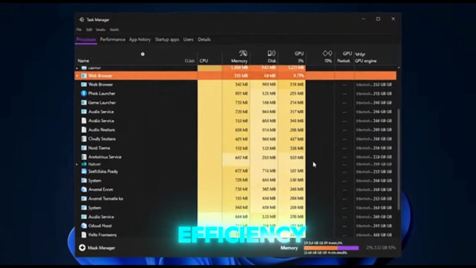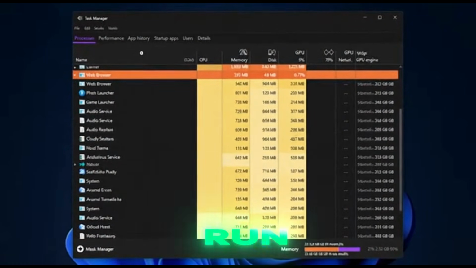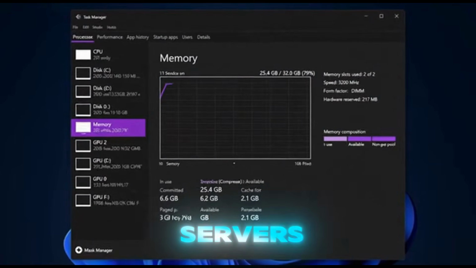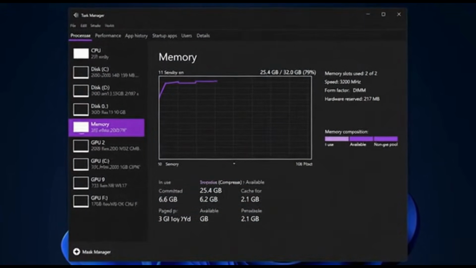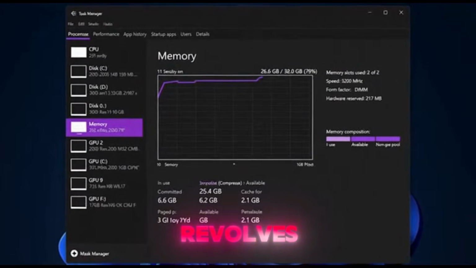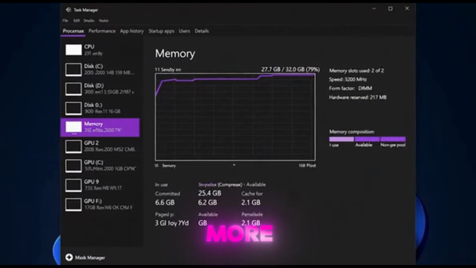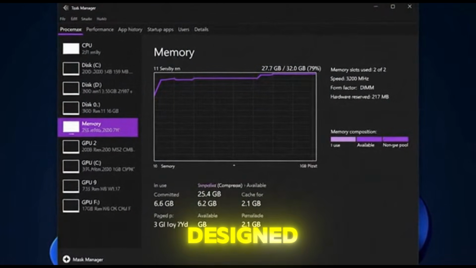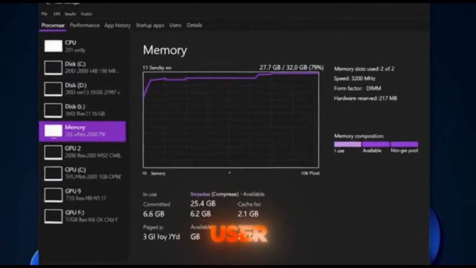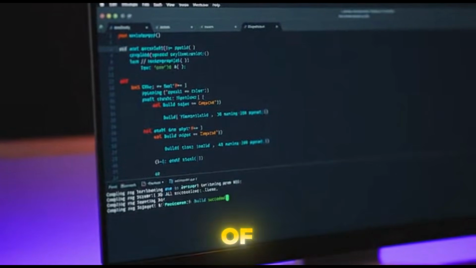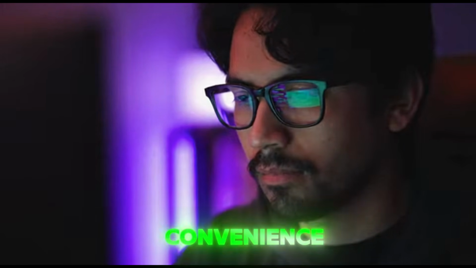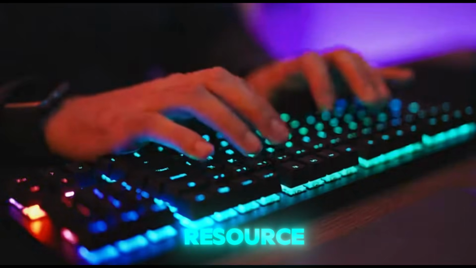Linux is built with efficiency in mind. It was designed to run on everything from powerful servers to extremely low-end hardware. That means its core philosophy revolves around minimalism and control. You only run what you need and nothing more. Windows, on the other hand, is designed for maximum compatibility, user-friendliness, and a broad ecosystem of applications. But that convenience comes at a cost, and that cost is resource usage.